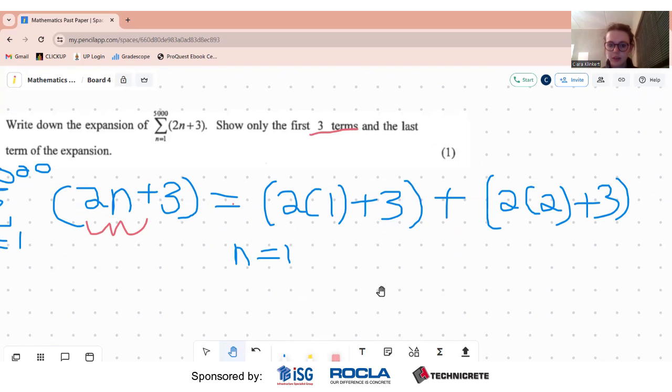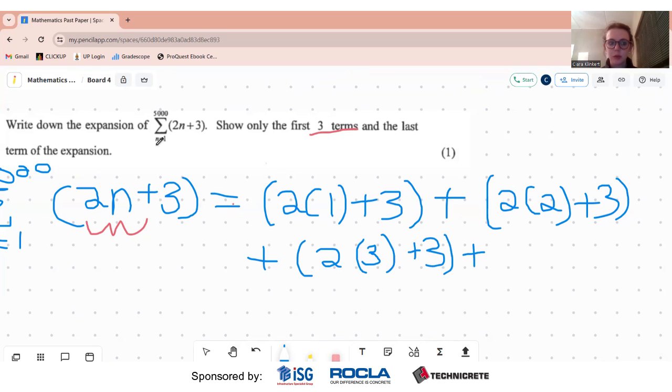And then I'm just going to write down here, plus, now we're in the third position, so we are going to use 3. Then we don't have to show all the middle terms. We only have to show the last term. So what we do is we put 3 little dots in between 2 plus signs to indicate that there's lots of terms in between.